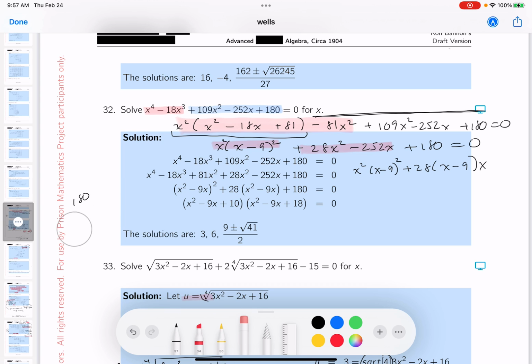Now, someone says, why does it work beautifully? They're written to work. They really are. Let's keep moving. And what do you get over there? Plus 180 equals 0. I'm going to say this is u squared, with the understanding that u is equal to x minus 9. This would be 28u plus 180 equals 0.